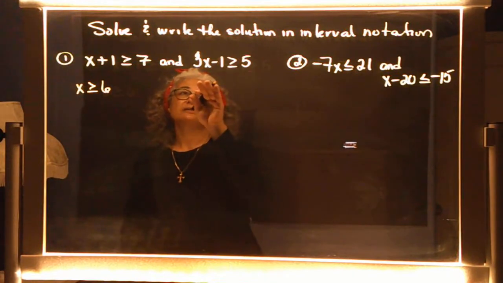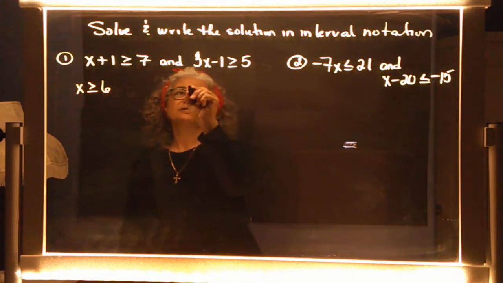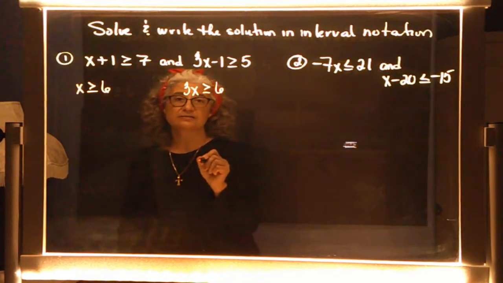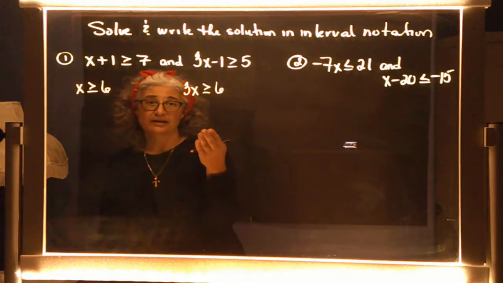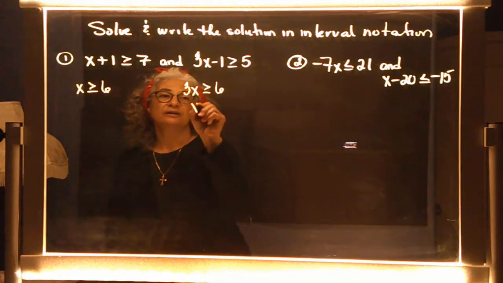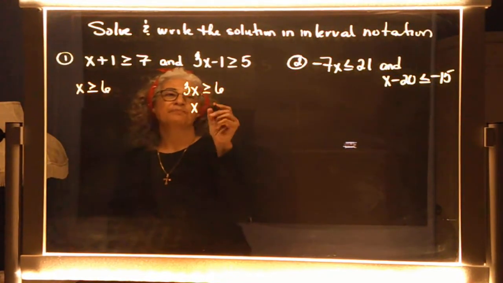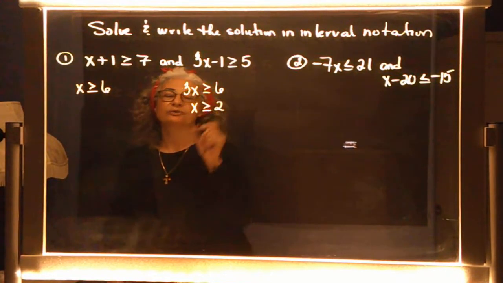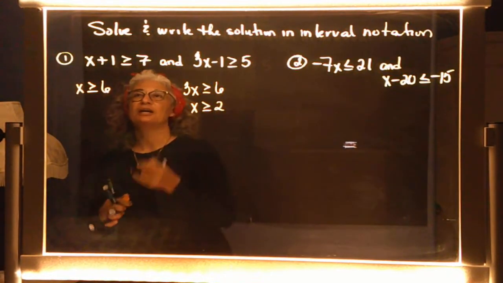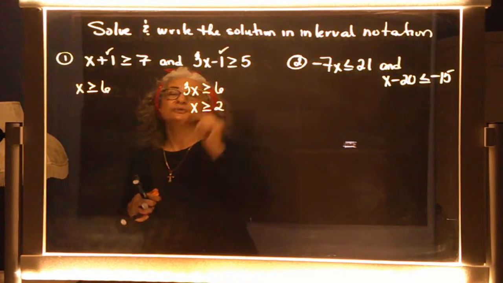Okay, let's look at the second one over here. We're solving, so we move the 1 to the other side. So we have 3x is greater than or equal to 6. Divide both sides by positive 3. Does that flip my inequality sign? Good, it doesn't. Good job. So x is greater than or equal to 2. Yes? Okay, so I actually solved the 2 inequalities.